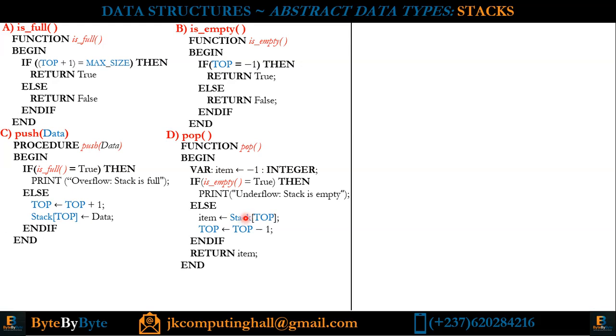I first of all display the item. That is, item takes the value in the stack at the position of top, then top reduces by 1. Remember that when we were popping elements, the value of top keeps on decreasing. That's why after taking the value at that position, top decreases. That is what we have. Then we return the item. So these are the 4 different operations that we have on a stack.